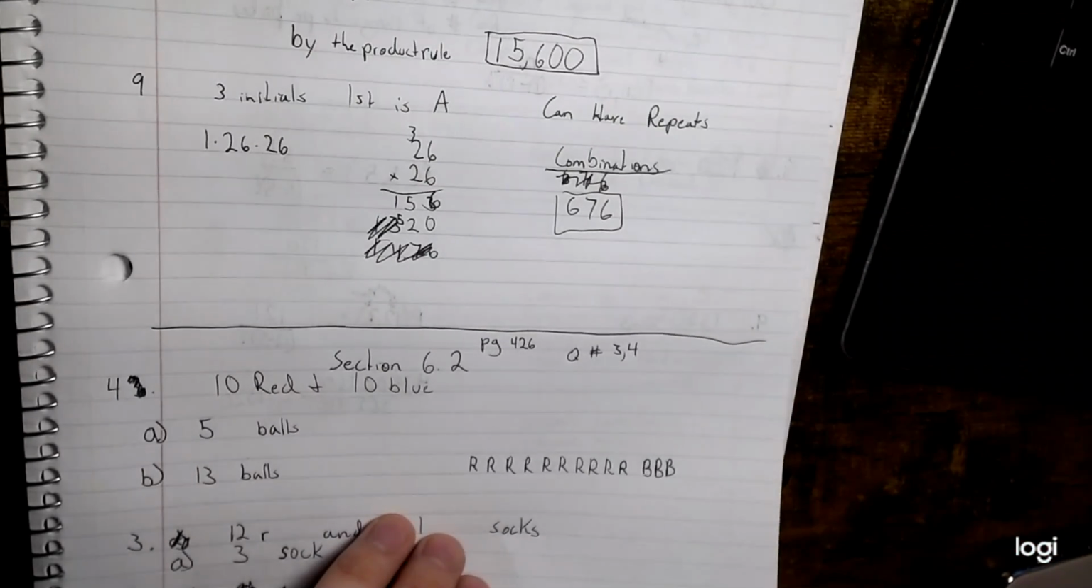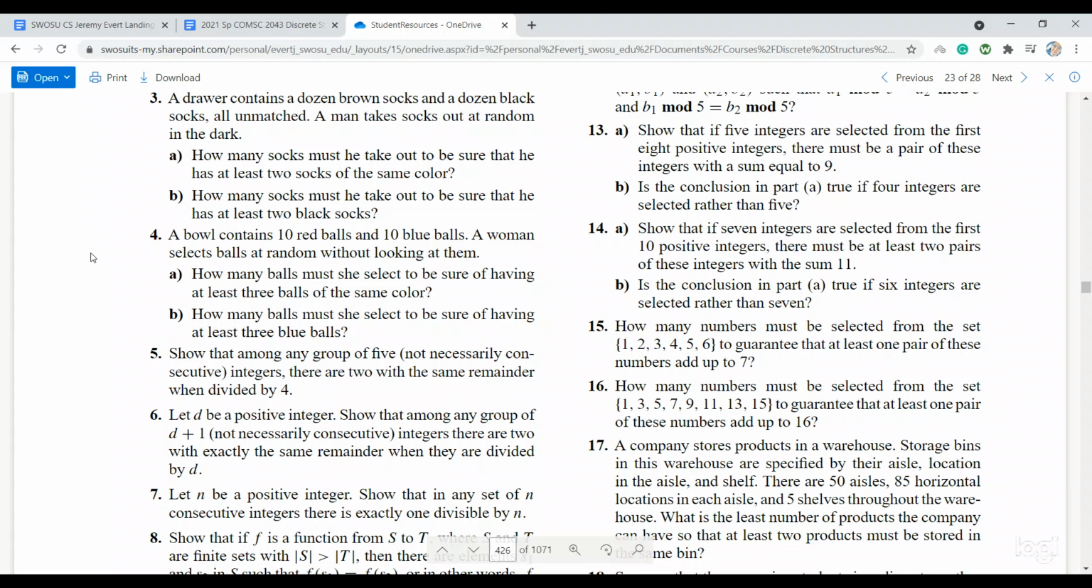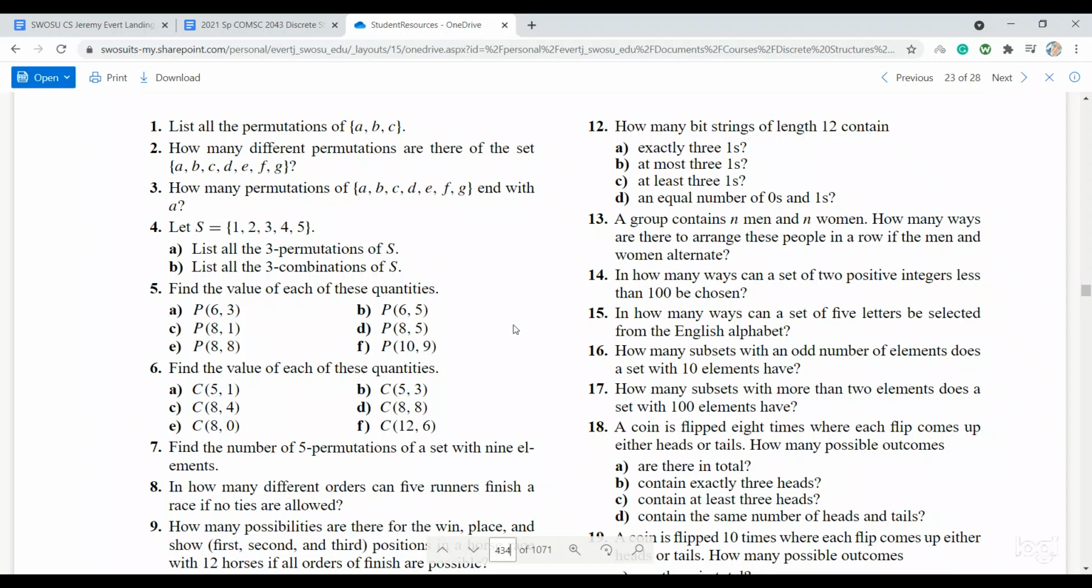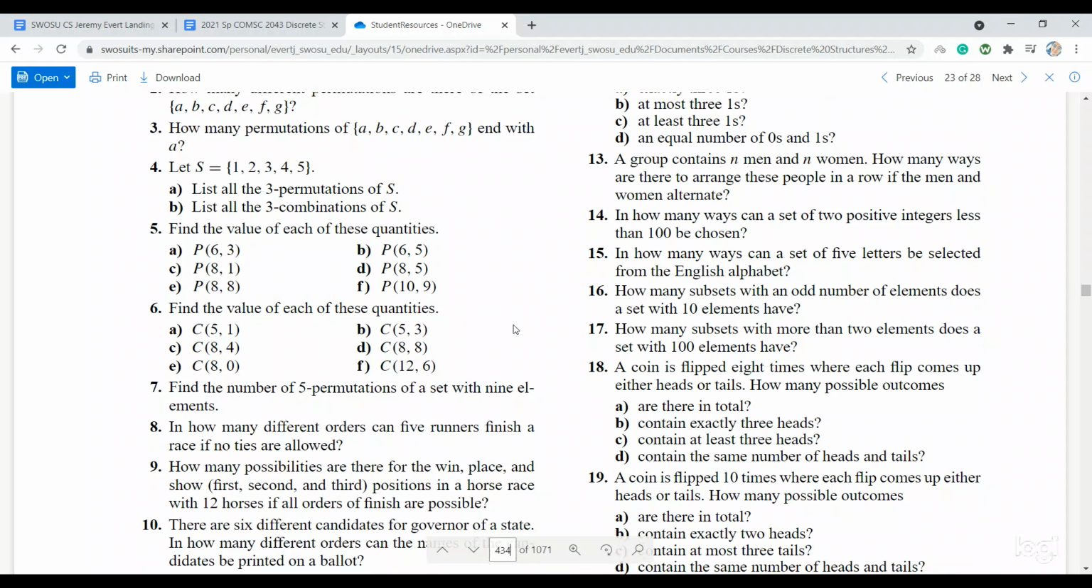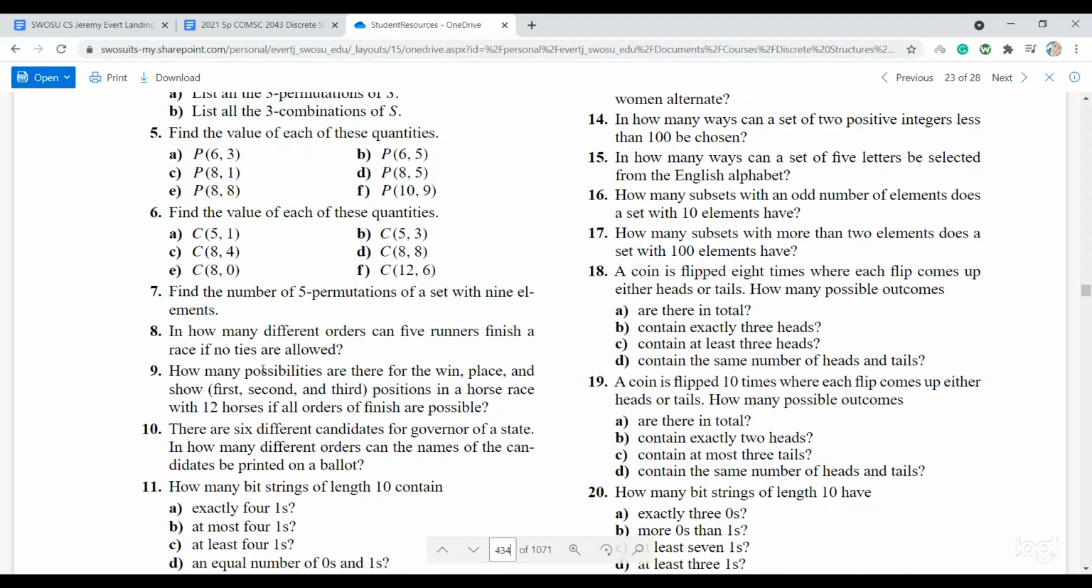So I'll go back in our book. So here in our book, we jump over to section 6.3. That is on page 434 of our Discrete Structures book. So jumping right over. Here we are doing questions 8 and 9, so I'll look for those. Here they are. I'll read them briefly, and then we'll go into what I have, right?